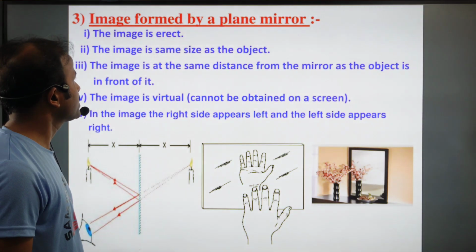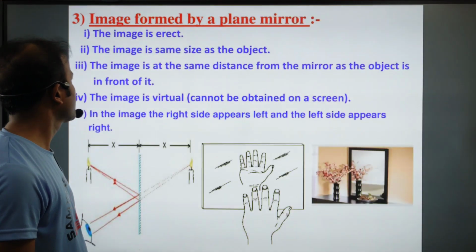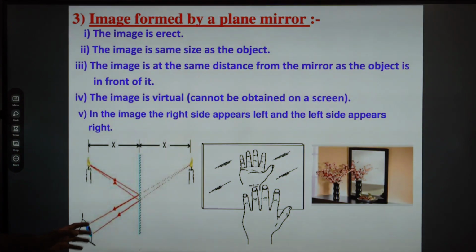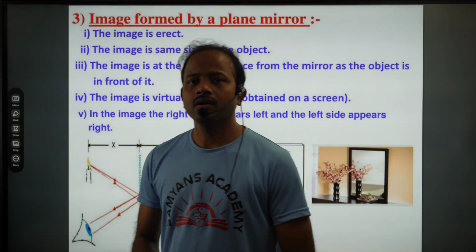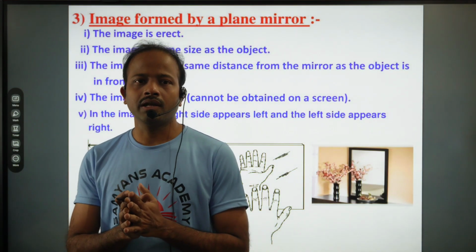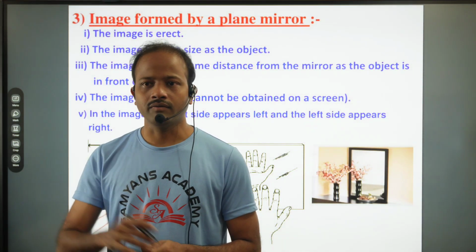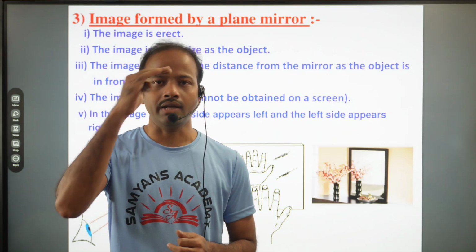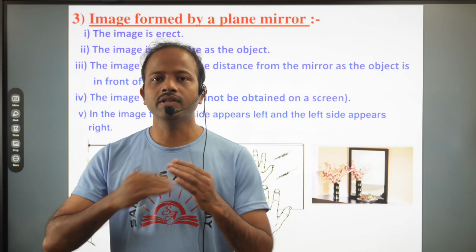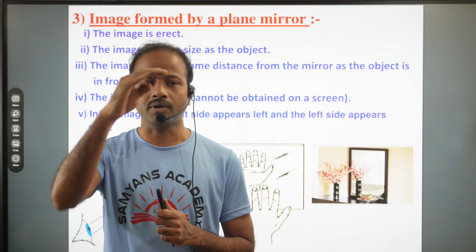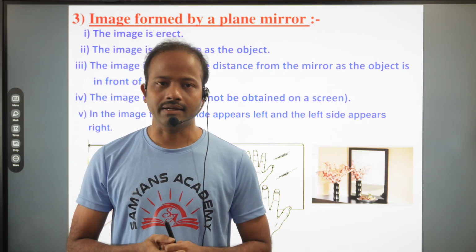So, image formation by plane mirror. Here we have the 5 points. The image is erect. Erect means, can you see your image upside down? No, right? We can see our image straight, head to head, tail to tail, legs to legs. If every part is matching, each and every part, that is what we call an erect image.